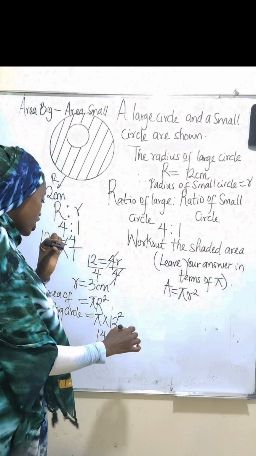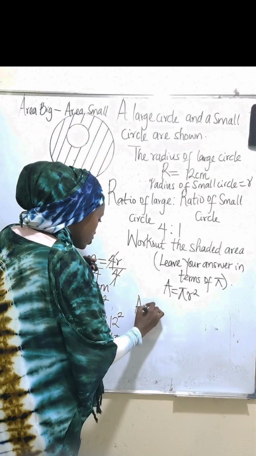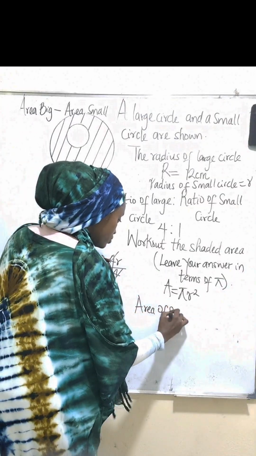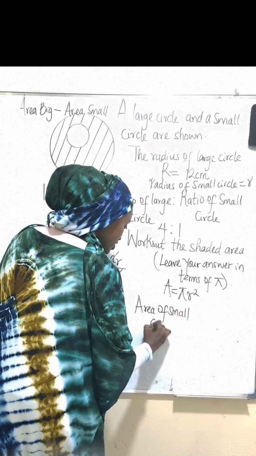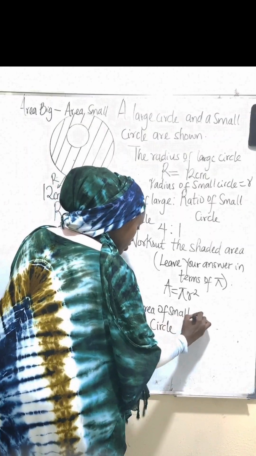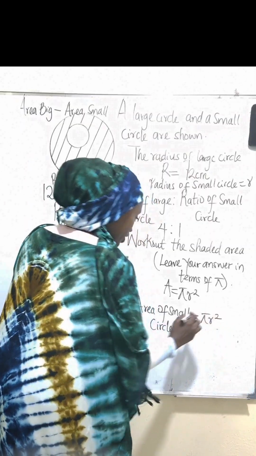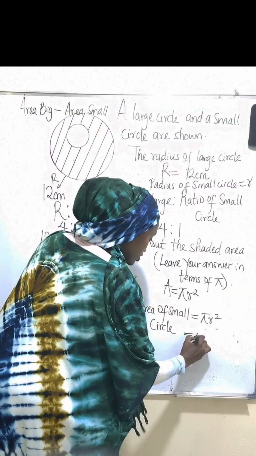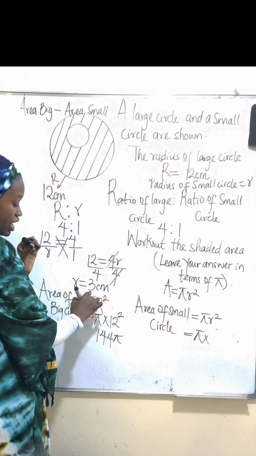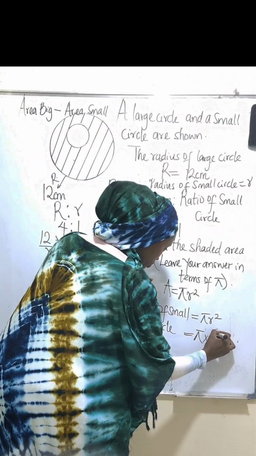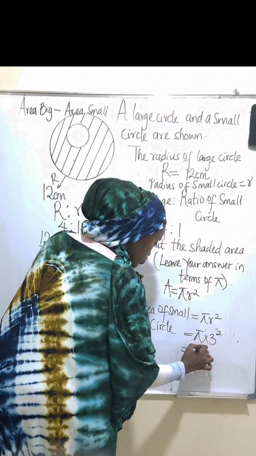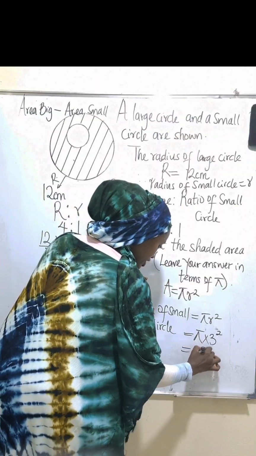So now let's get the area of the small circle. We are still using the same formula. So this is equal to pi r square, right? So this is equal to pi times, we got the radius as 3, so 3 square. 3 square is 9. 9 times pi is 9 pi.